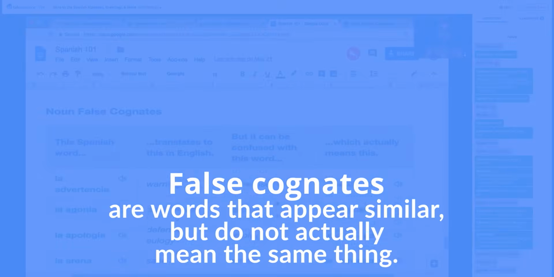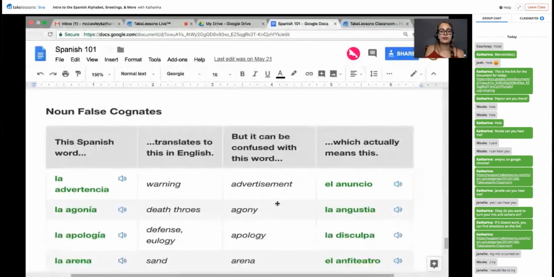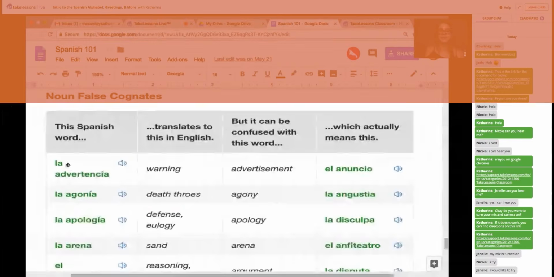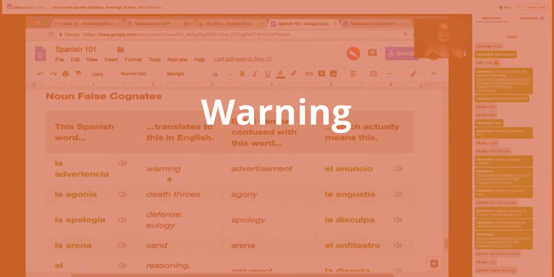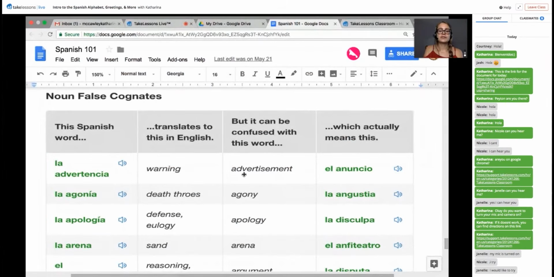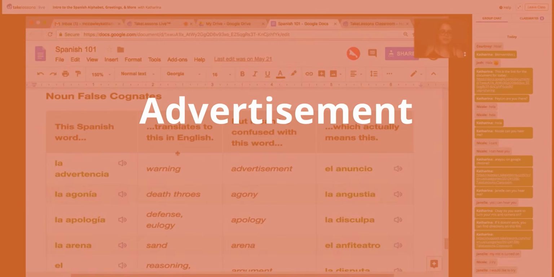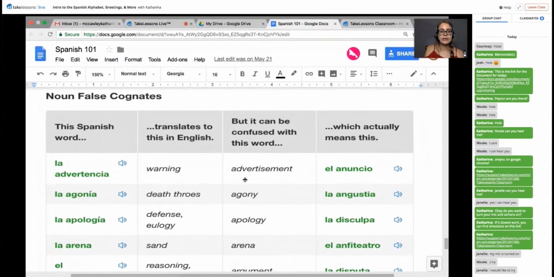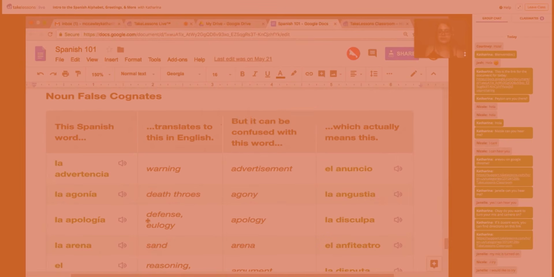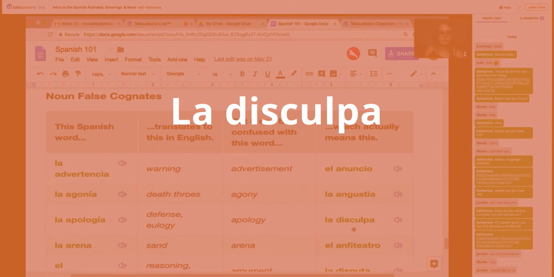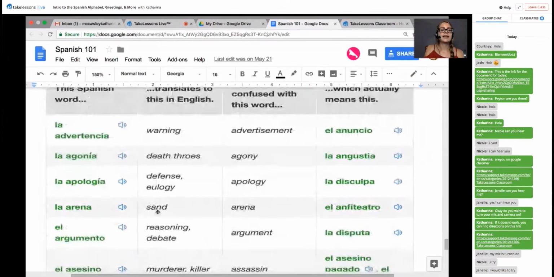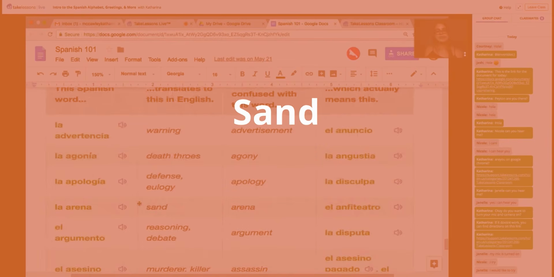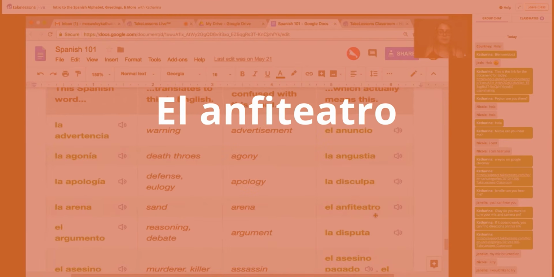And it can be a little bit tricky here because they sound very similar. So just a few examples here. We have the Spanish word la advertencia, would translate to warning in English, but it can be confused with the word advertisement, but that would actually mean el anuncio in Spanish. Or we can have la apología, can translate to defense in English, but apology in English is actually translated to la disculpa in Spanish. Or la arena in Spanish can translate to sand in English, but arena in English means el anfiteatro in Spanish.